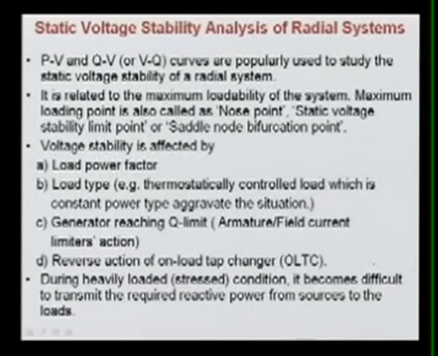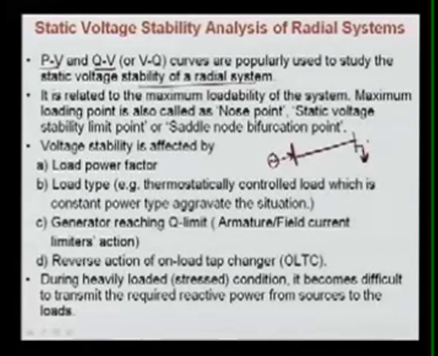For static voltage stability analysis of a radial system, we normally use the PV curve. PV and QV curves are popularly used to study the static voltage stability of a radial system. A radial system is one where a system feeds power, coming from some source, over a line, and then we have the load. So this is called a radial system. Say a substation is feeding power over this line, and this is your load.